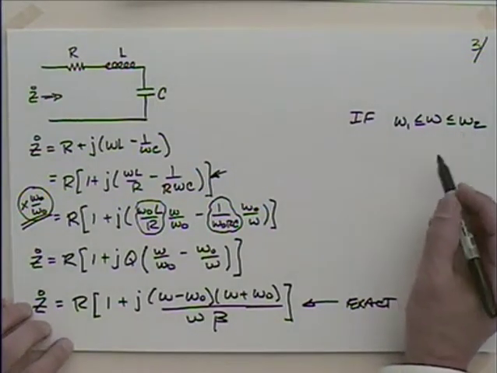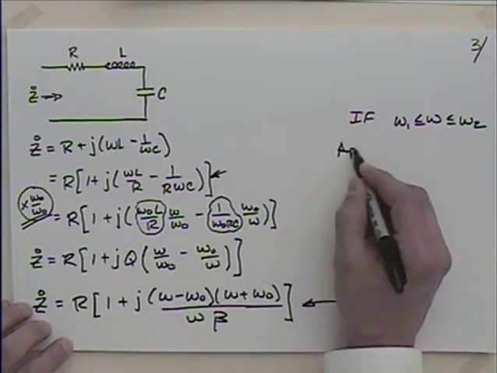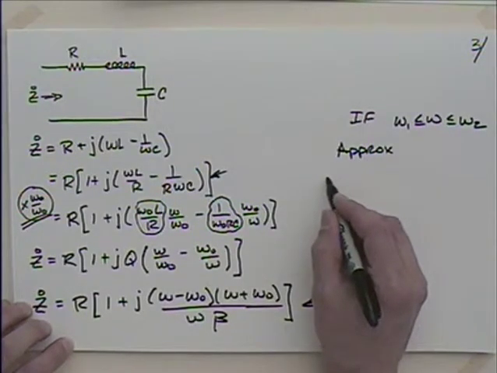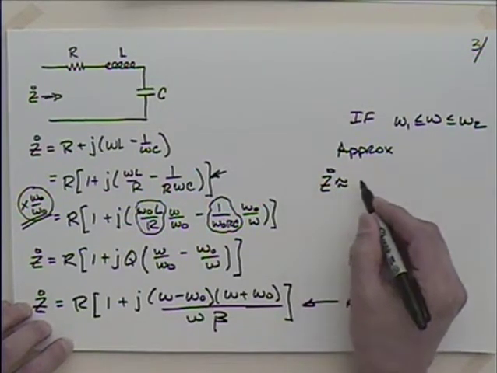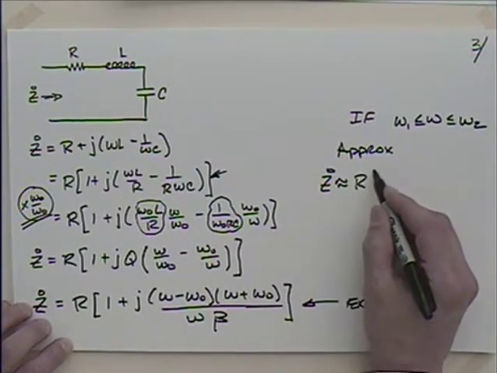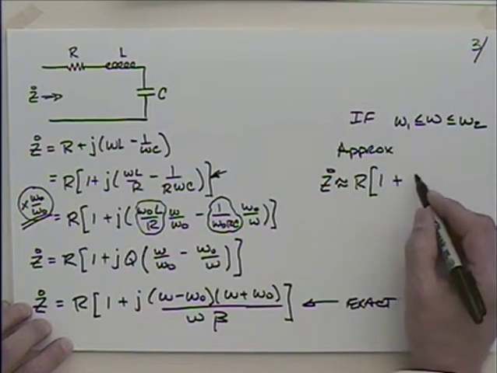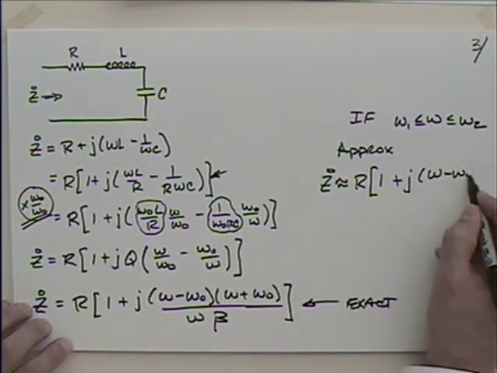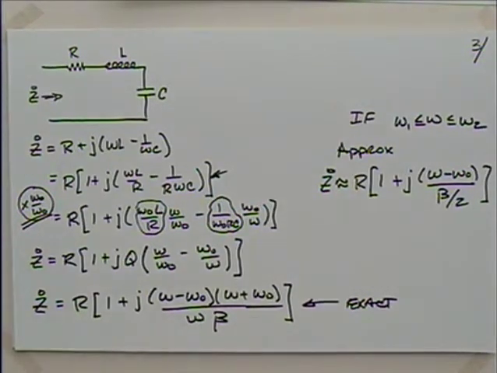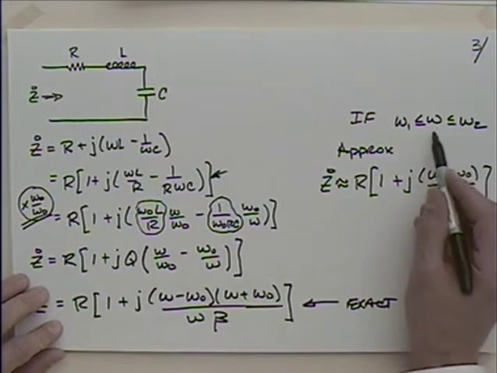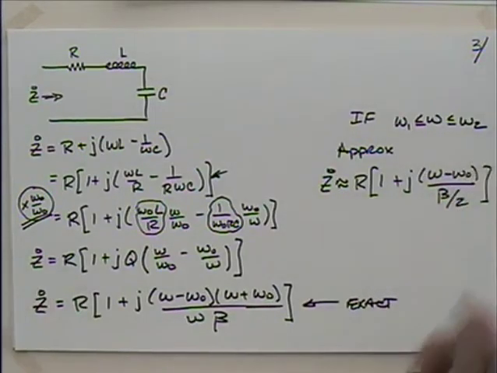Anyway, if we're driving between those two frequencies, we can say that the approximation, and again, with all the calculators and computers nowadays, I don't know that this is a big deal, but the approximation for the impedance, we could say that Z was approximately equal to R times 1 plus J, omega minus omega naught divided by the bandwidth over 2. Double check those here. Yeah, should be good with that. And obviously your approximation is better the closer you are to the resonant frequency.